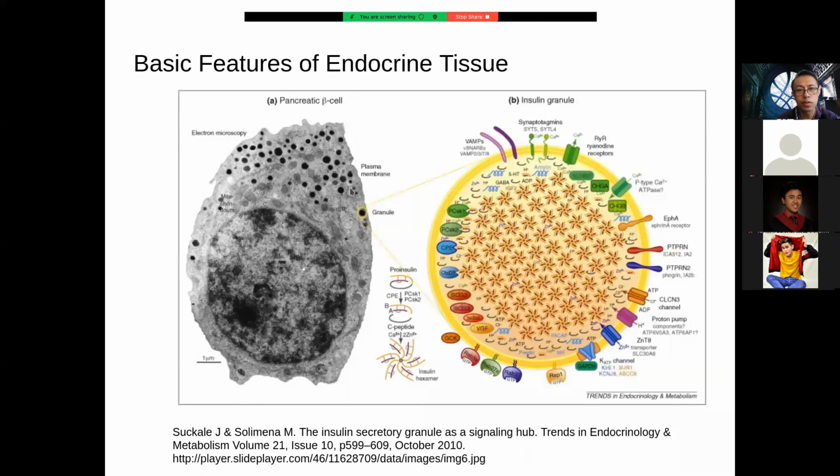So this is the EM, this is the diagram of a granule. A lot of things inside, but the gist is it is a container for a hormone inside. As you can see, a lot of those receptors may look or may not look familiar, which means that these vesicles are not just floating bags of random hormones. So they have targets here, as you can see.